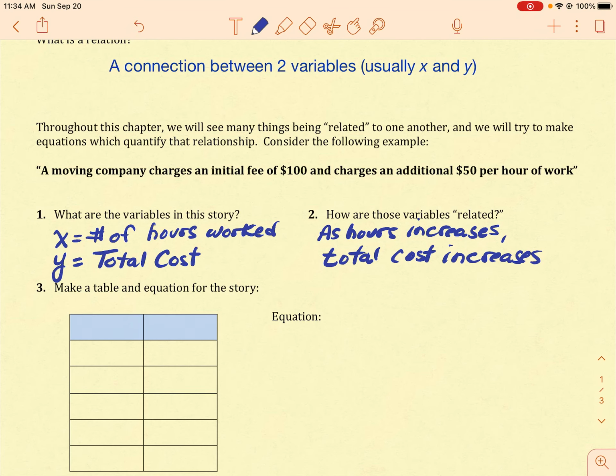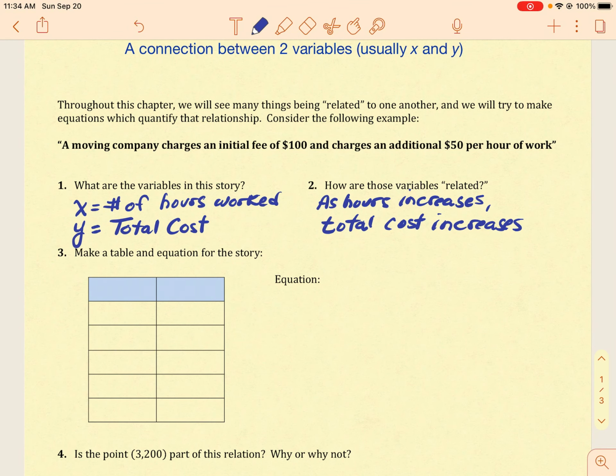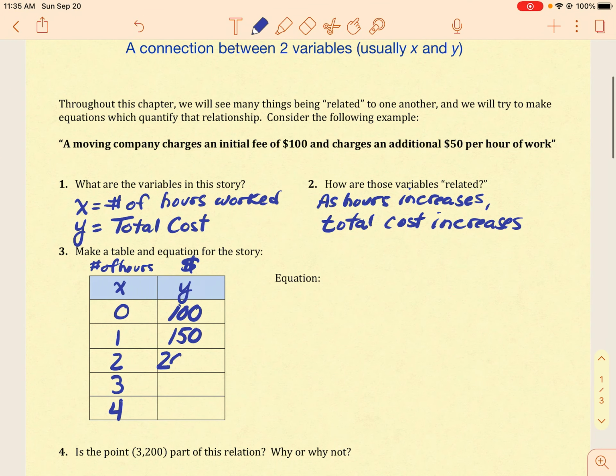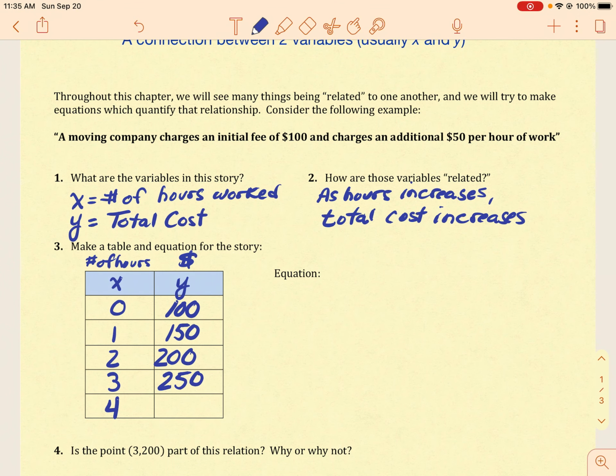If we put that information into a table, we let x and y be there, so we have number of hours, and then the total cost. How much would it cost for 0 hours, 1 hour, 2 hours, 3, 4? If you have 0 hours of work, but you're calling that moving company in, it's going to cost that $100 initial fee. Then $50 for each additional hour. So you're adding 50 for 1 hour, you're getting $150. Then another 50. Then another 50.